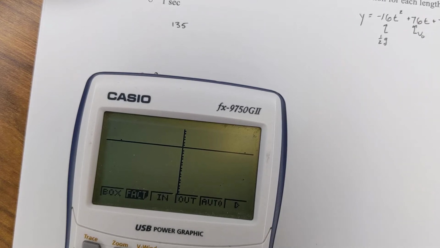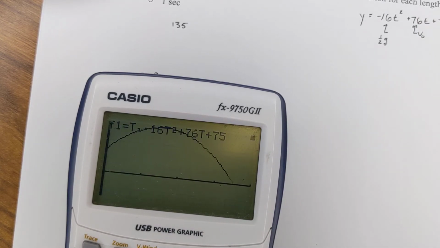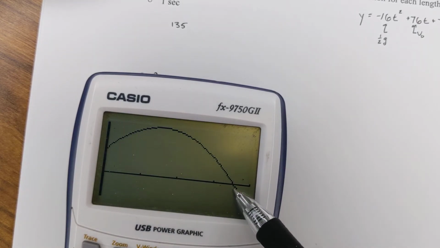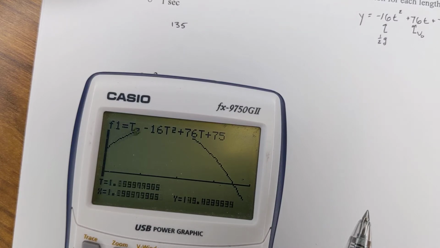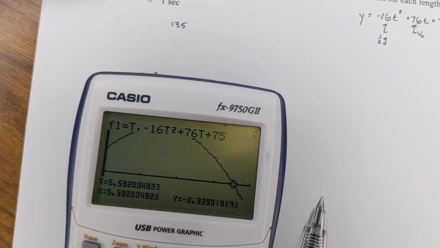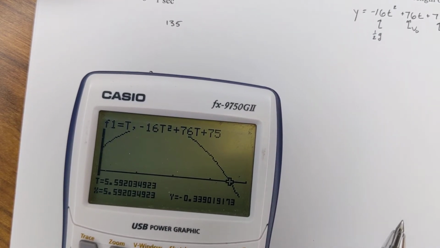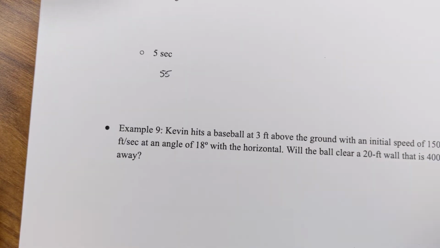No, can't see it. Zoom, auto. So there's the path. If you trace it, it'll give you your time, your x value and your y value. So it hits the water after a little bit more than 5.5 seconds, because that's when the y value goes negative. Okay, so example 9.